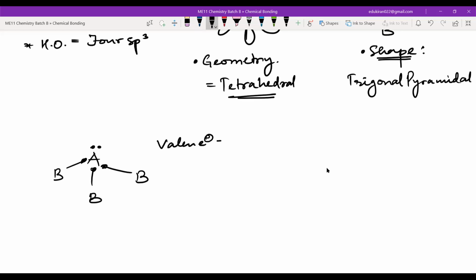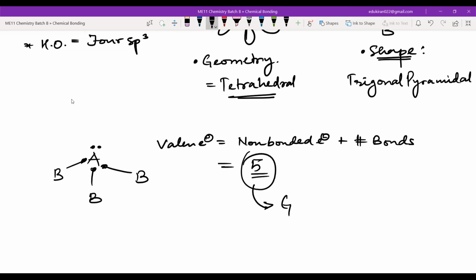Valence electron is equal to non-bonded electrons plus number of bonds, right? Because for each bond, it needs one electron pair in the valence shell. So number of non-bonded, yeah, Umar? 5. Yeah, valence electron is 5, correct. Now, if the valence electron is 5, there is only one candidate, that is group 15, right? So from group 15, I will take nitrogen.